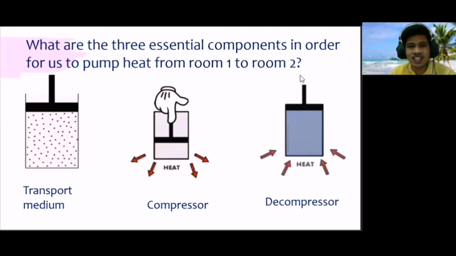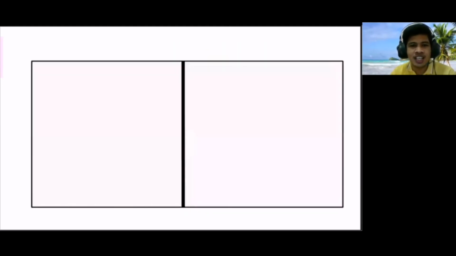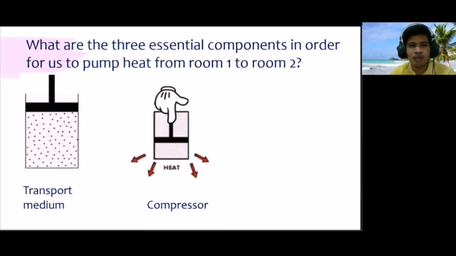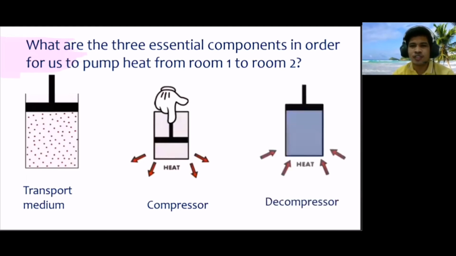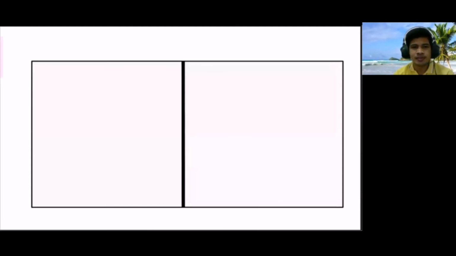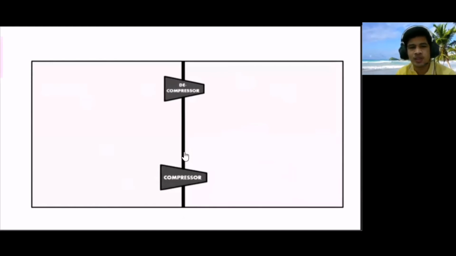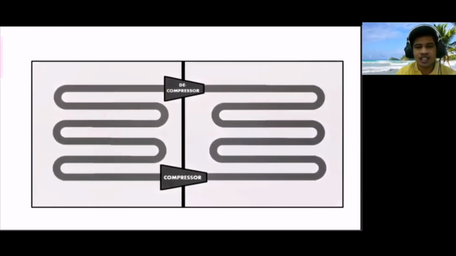All right. So these three are important. These three are important factors in making, pumping or transporting heat from room 1 to room number 2. Don't forget these three. Now, first we're going to put a compressor from room 1 to room number 2, and then the compressor or the condenser, and then we connect that with this S tube, and then we compress the gas and make it hotter, right?